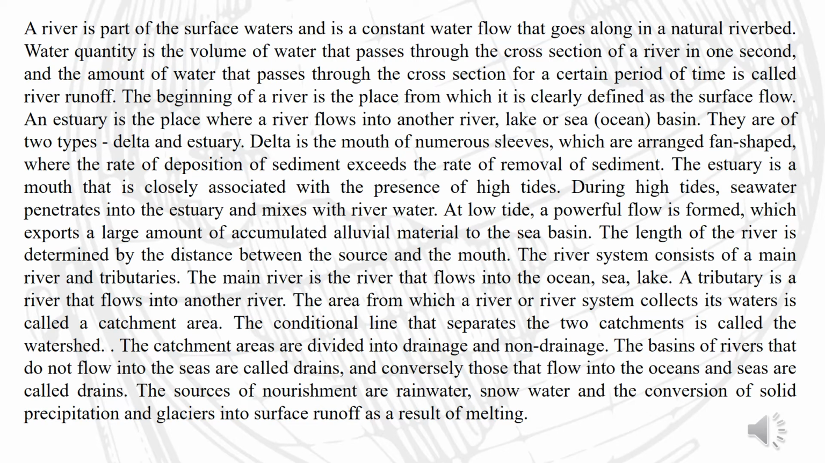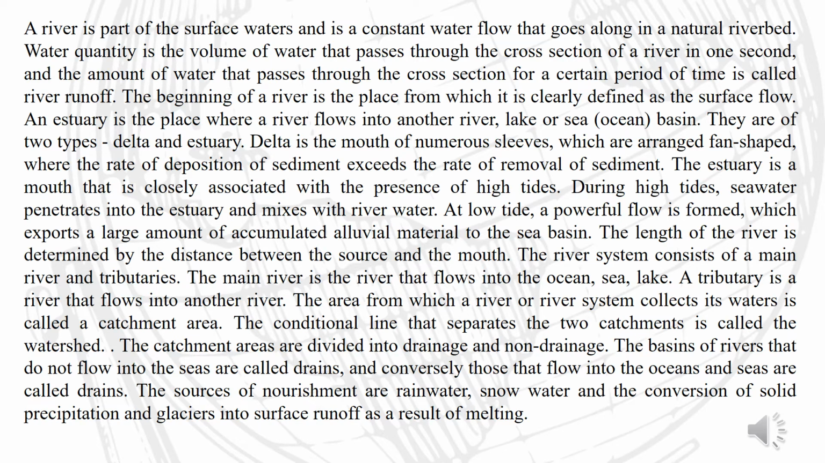They are of two types, delta and estuary. Delta is the mouth of numerous sleeves, which are arranged fan-shaped, where the rate of deposition of sediment exceeds the rate of removal of sediment. The estuary is a mouth that is closely associated with the presence of high tides. During high tides, seawater penetrates into the estuary and mixes with river water. At low tide, a powerful flow is formed, which exports a large amount of accumulated alluvial material to the sea basin. The length of the river is determined by the distance between the source and the mouth.